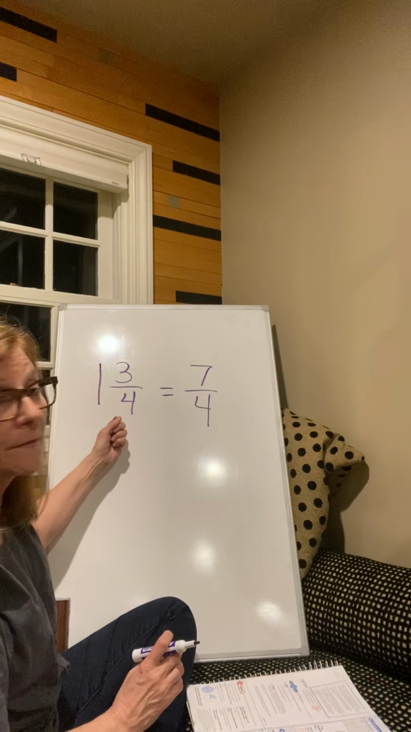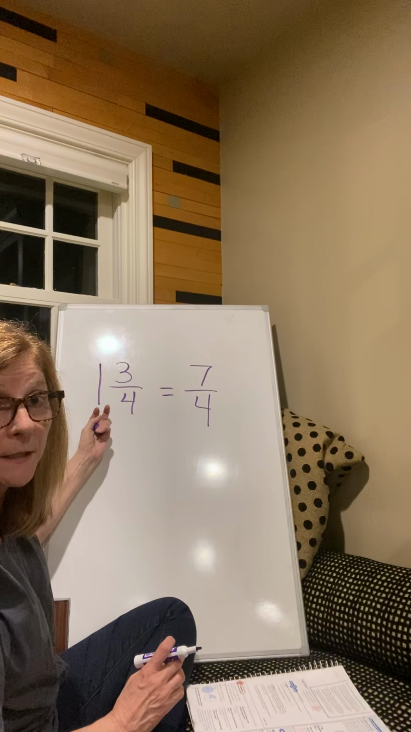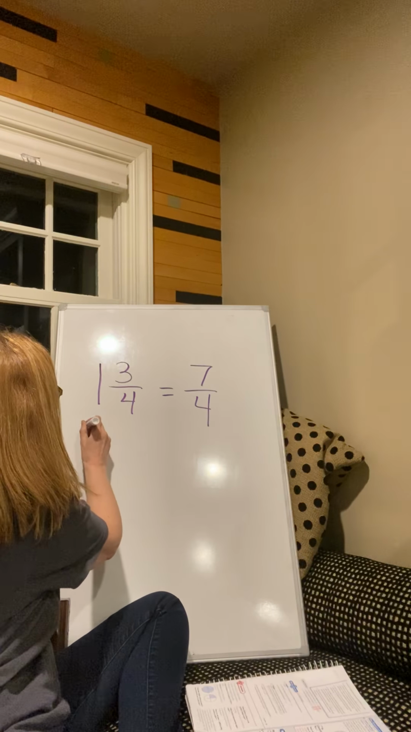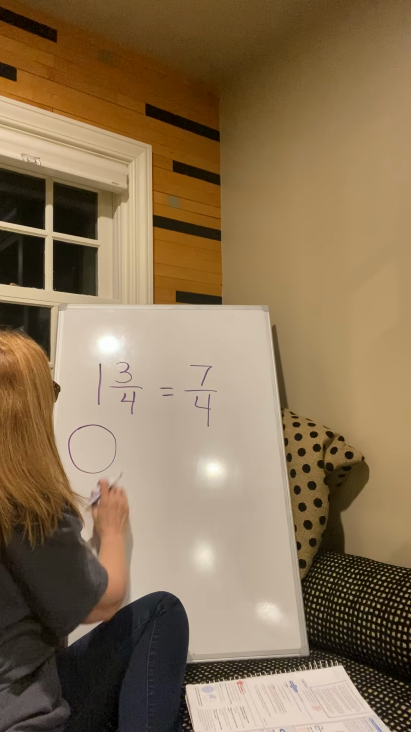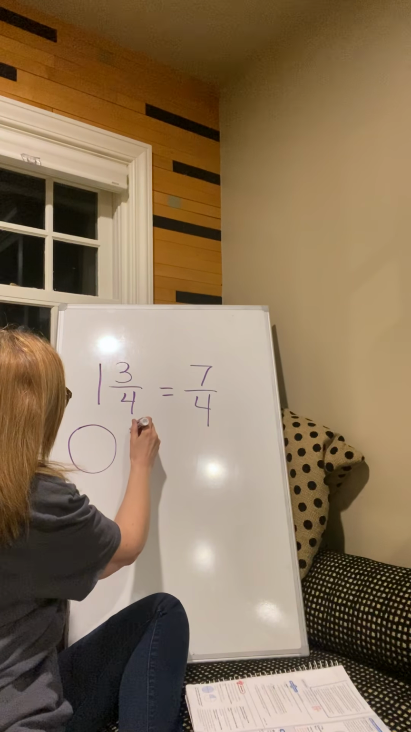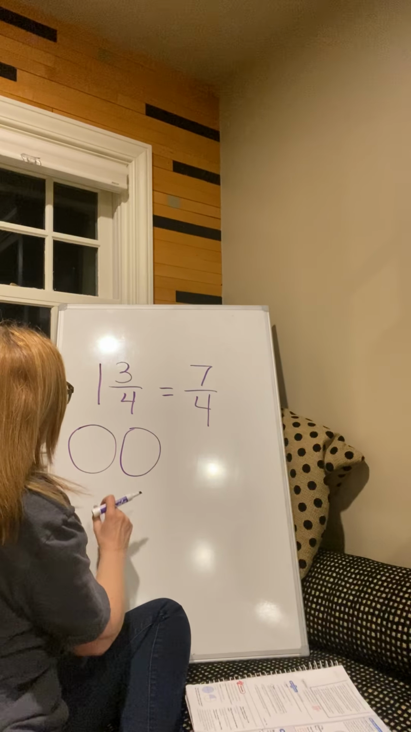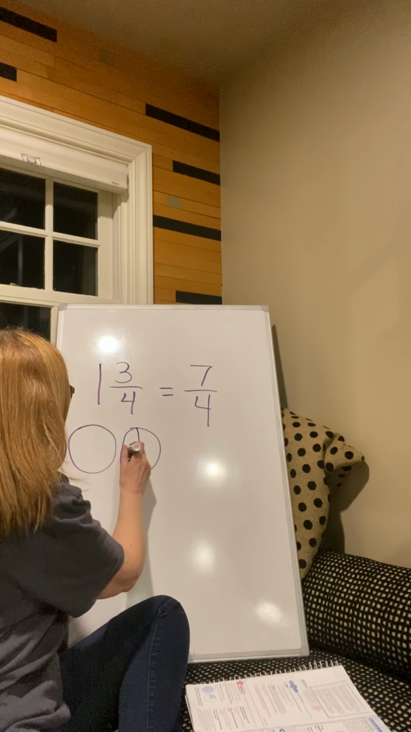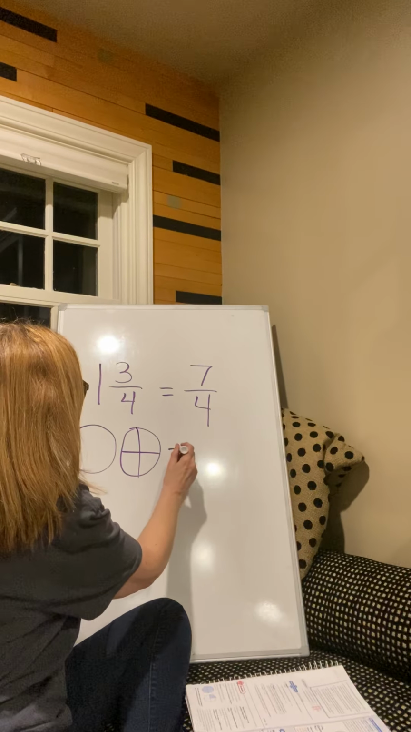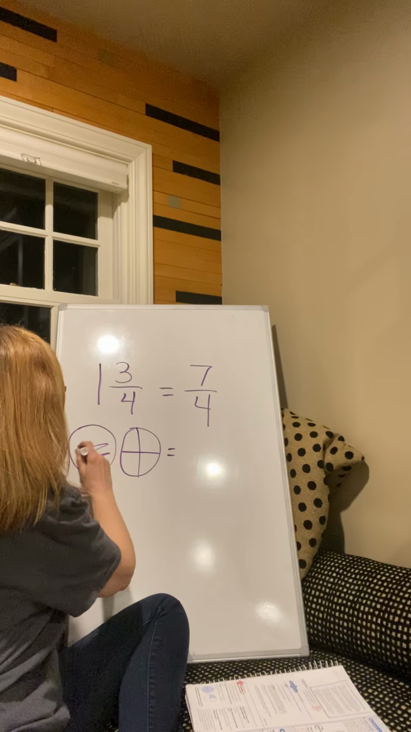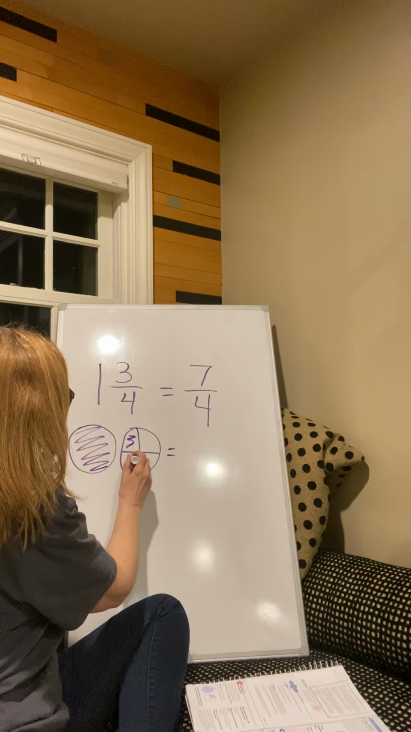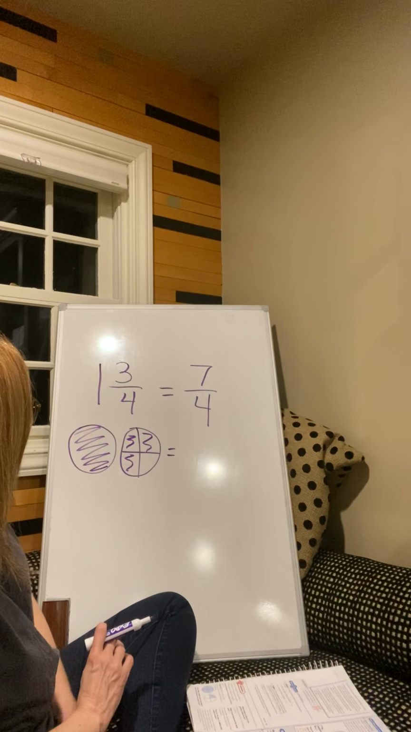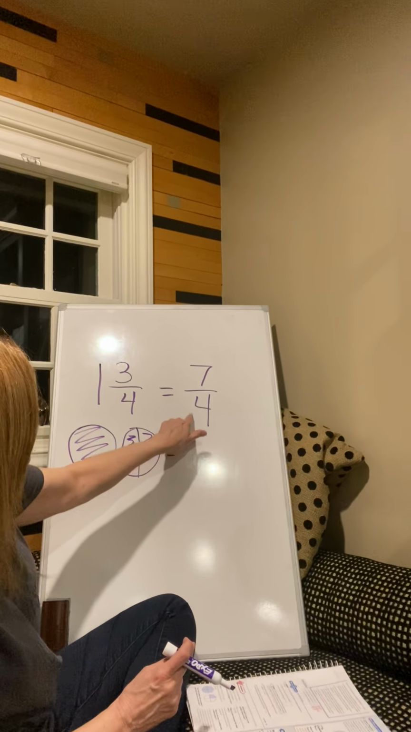So I always start with the left side, the mixed number. I always think that's the easiest one to draw because I know I'm going to have a whole number, 1. And then this is my fraction, so I'm going to have a circle, and it's going to be divided into 4 pieces because my denominator is 4. So I've got 1 and 3 of these 4 pieces. Okay?